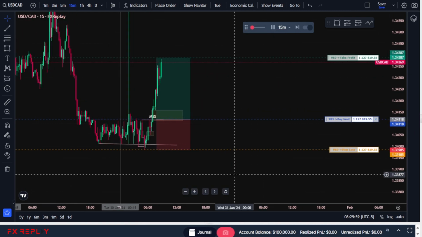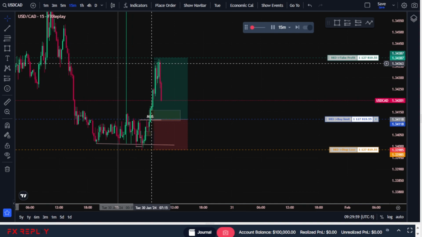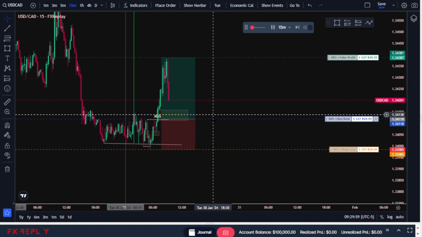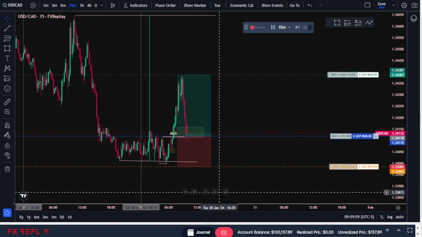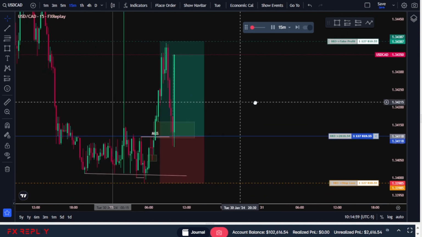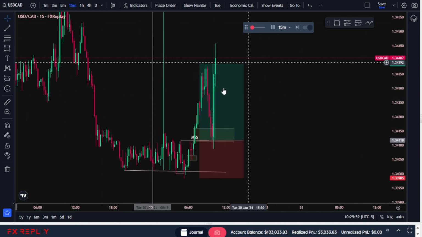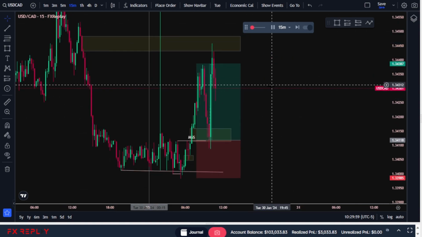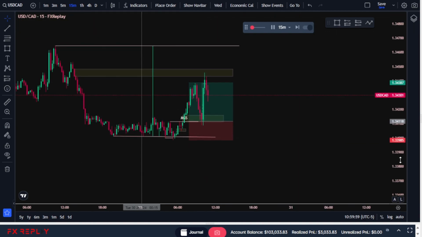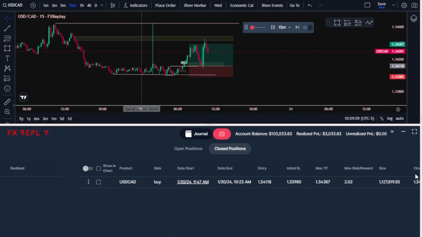The price initially went above, but our idea is still valid as the price hasn't tapped the take profit level. Soon after that, price retraced and we finally got our entry. Just within 2 to 3 candles, price went and smashed our take profit level, giving us such a clean trade and making us around $3,000 per trade idea. That's how easy it is to trade this strategy.